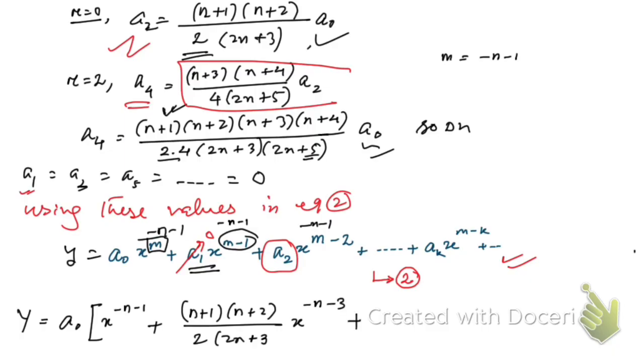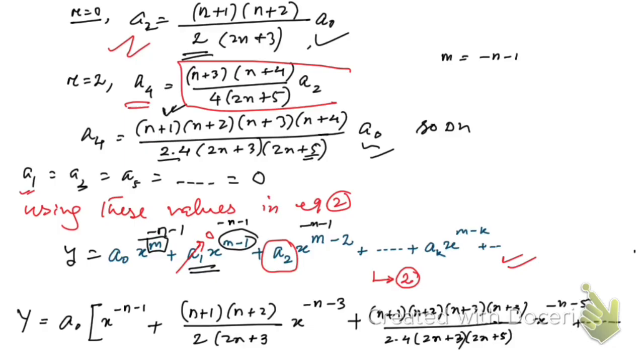Then in the next term, a3 will be 0. Now put a4. a4 is n plus 1 into n plus 2 into n plus 3 into n plus 4 divided by 2 into 4 into twice n plus 3 into twice n plus 5. Then x to the power minus n minus 5, plus dot dot dot and so on. That's going to be the result.